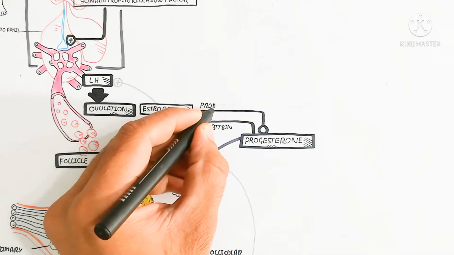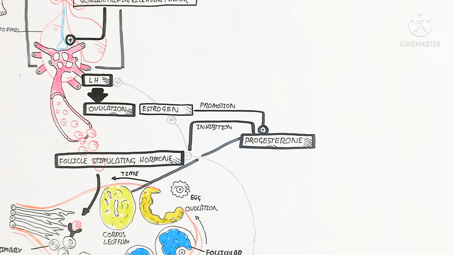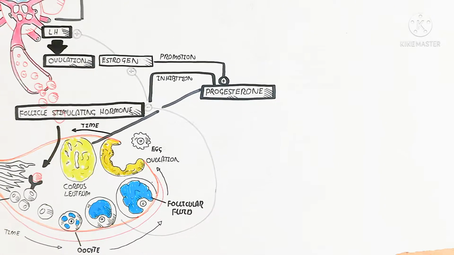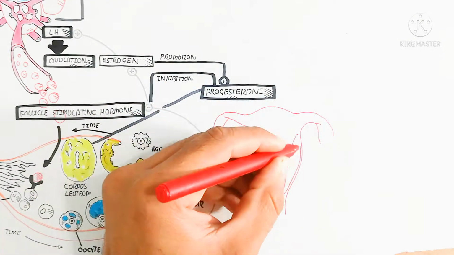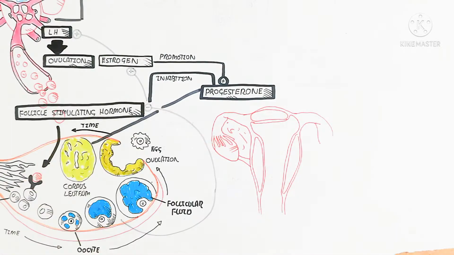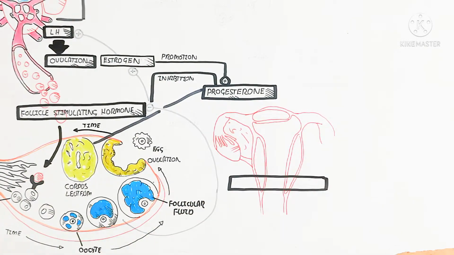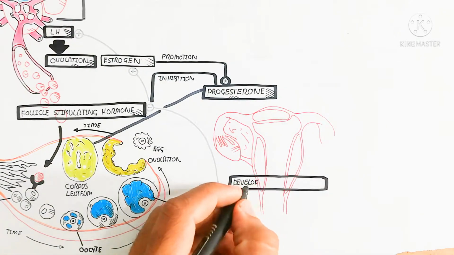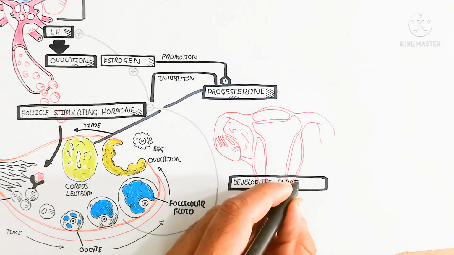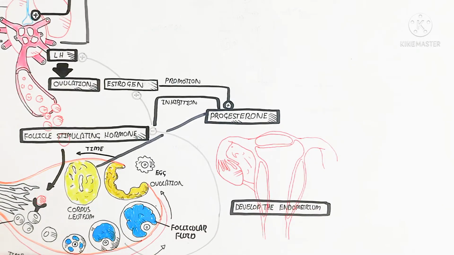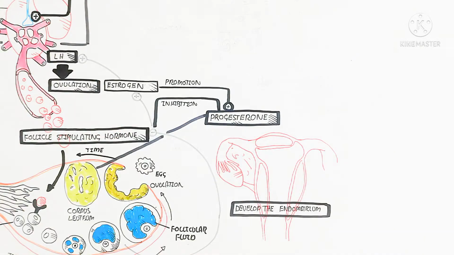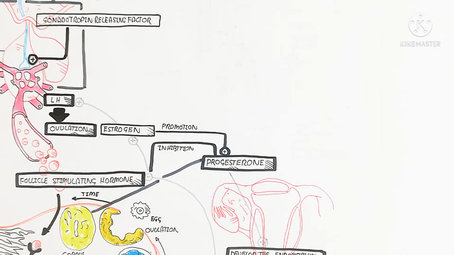This progesterone inhibits the follicle stimulating hormone, and the estrogen will stimulate the progesterone, and this estrogen together with progesterone will lead to the thickness of the endometrium of the uterus, so that the endometrium develops. So in this way the endometrium will be developed.